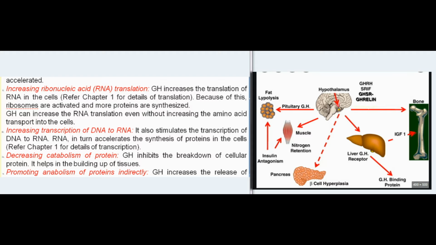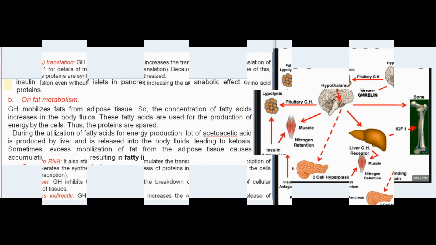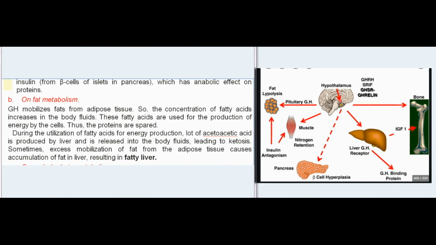Decreasing catabolism of protein. GH inhibits the breakdown of cellular protein. It helps in the building up of tissues. Promoting anabolism of proteins indirectly. GH increases the release of insulin from beta cells of islets in pancreas, which has anabolic effect on proteins. On fat metabolism, GH mobilizes fats from adipose tissue.